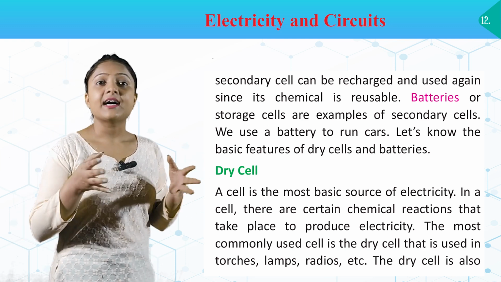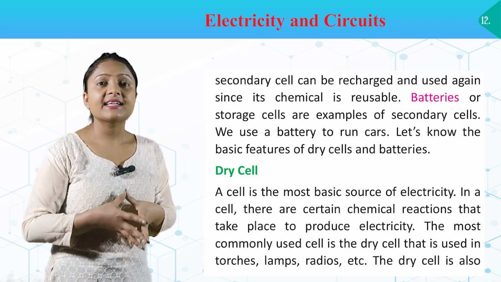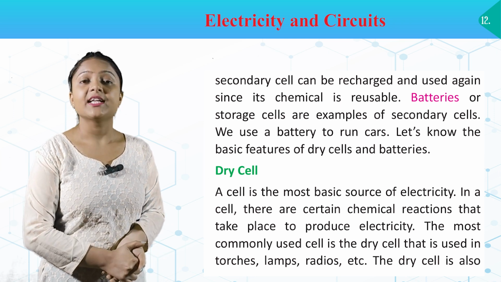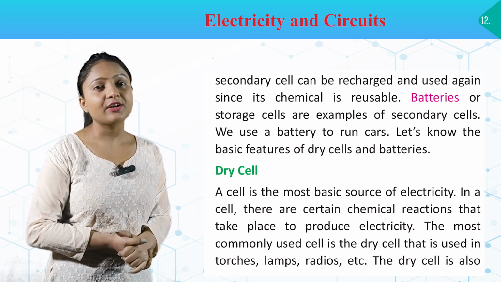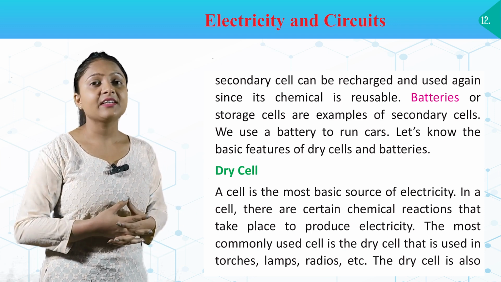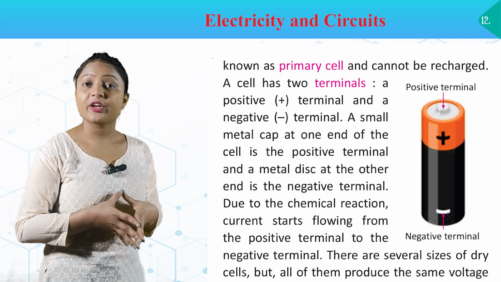Dry cell. A cell is the most basic source of electricity. In a cell, certain chemical reactions take place to produce electricity. The most commonly used cell is the dry cell, which is used in torches, lamps, radios, etc. The dry cell is also known as a primary cell and cannot be recharged.